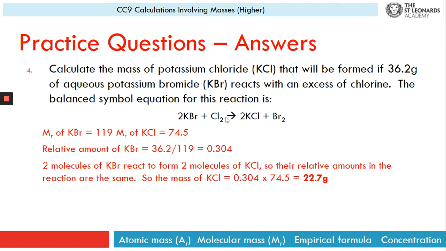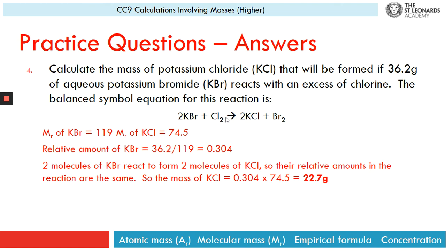Okay, so use a periodic table, find the atomic masses, add them up. Potassium bromide is 119, potassium chloride is 74.5. Then we need to work out the relative amount of the potassium bromide. So we do 36.2, because that's the mass, divided by the relative formula mass, which is 0.304. So the number of moles that we've got is 0.304.